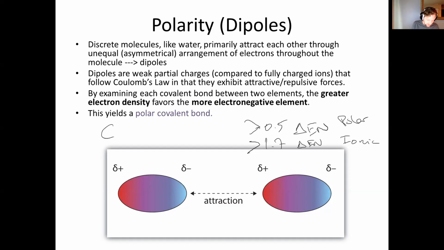So carbon-hydrogen bonds are probably the most popular ones that are non-polar. They're pretty close in electronegativity, and that's just a type of bond that we're not really going to consider for polarity, even though there is like a 0.3 or 0.4 difference in electronegativity. Carbon-hydrogen bonds are very popular.